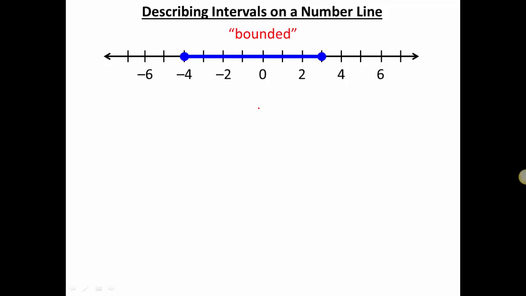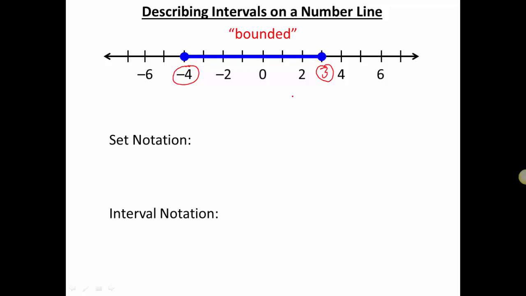Now here we have an example of a bounded interval. A bounded interval is an interval that has two clear, finite, real number boundaries. We're going from -4 on the left side to +3 on the right side. You'll also notice that at -4 and at +3, I've got two clear filled in dots. That means I am including -4 in my interval, I am including 3 in my interval, and I'm including all possible numbers between -4 and 3.